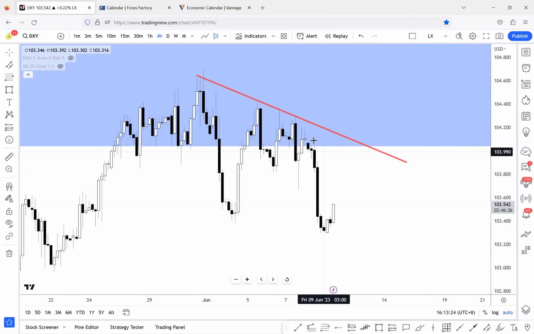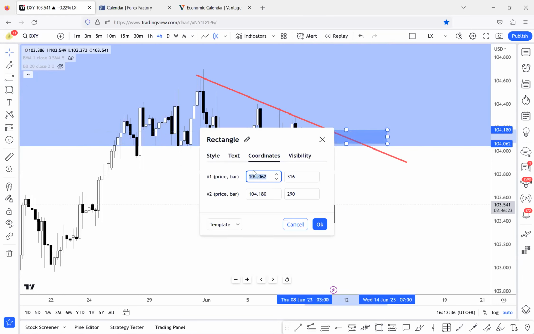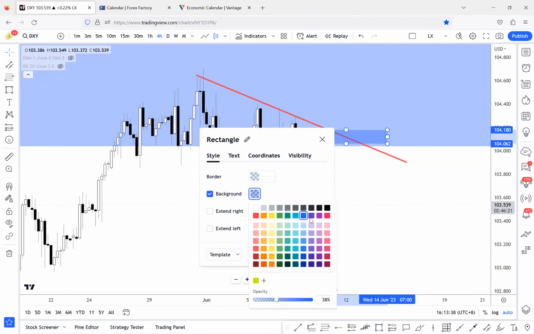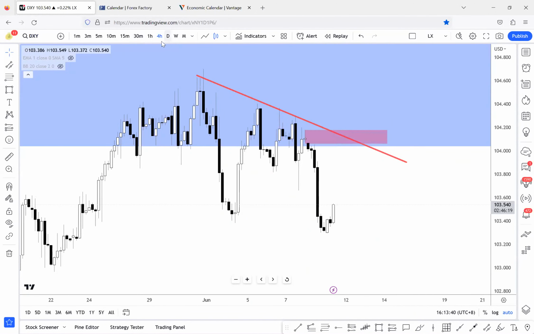So in this case, you can see on the 4 hours time frame, this is the doji, right? So we have this area here. I'll just mark this out, I'll highlight this in a different color. So this is the picture on the 4 hours.